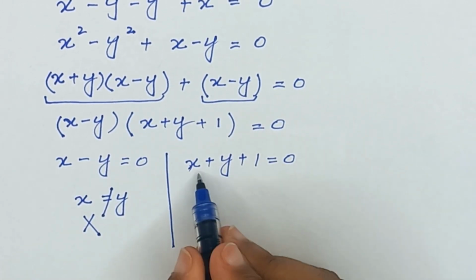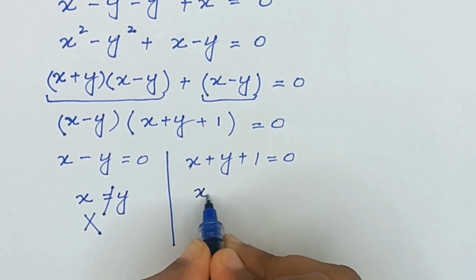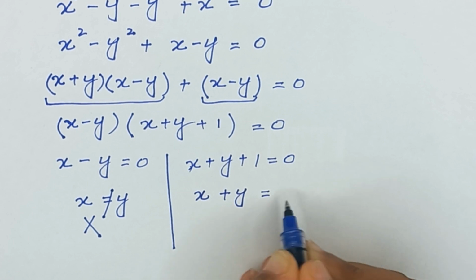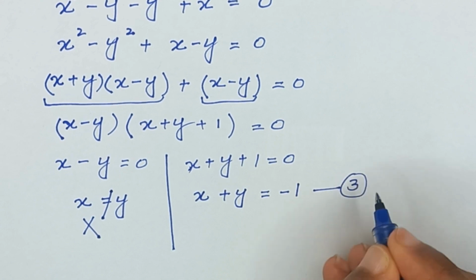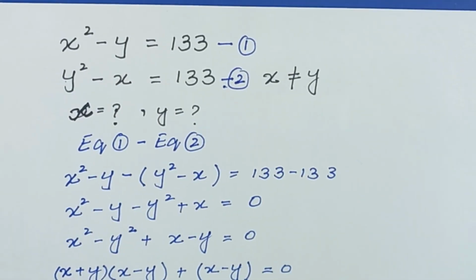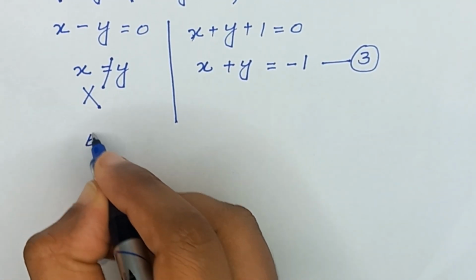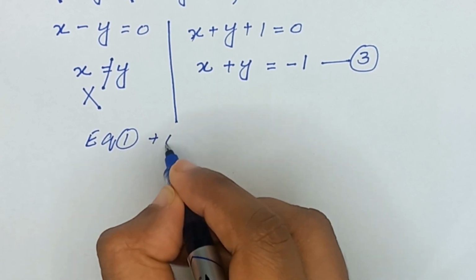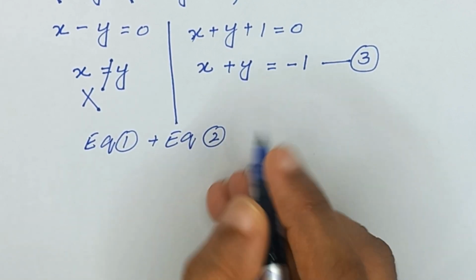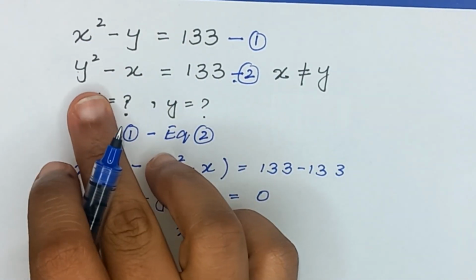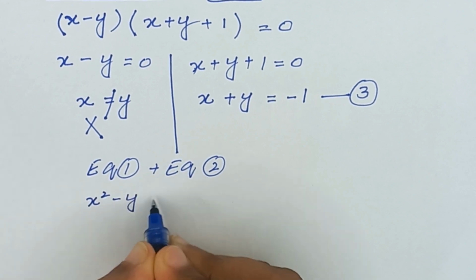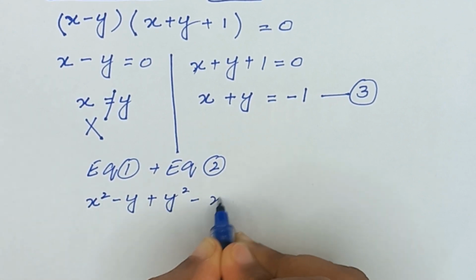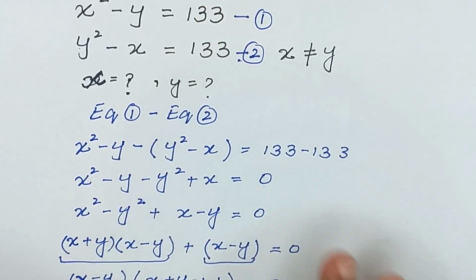Now we will solve for x plus y plus 1 is equal to 0. So from here I will get x plus y is equal to minus 1, and I will name it equation number 3. Okay, now I will add equation number 1 and equation number 2. Equation number 1 is x square minus y, plus y square minus x, and it will be equal to 133 plus 133.